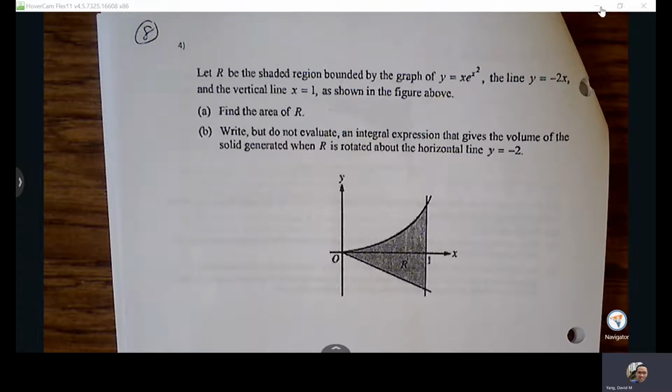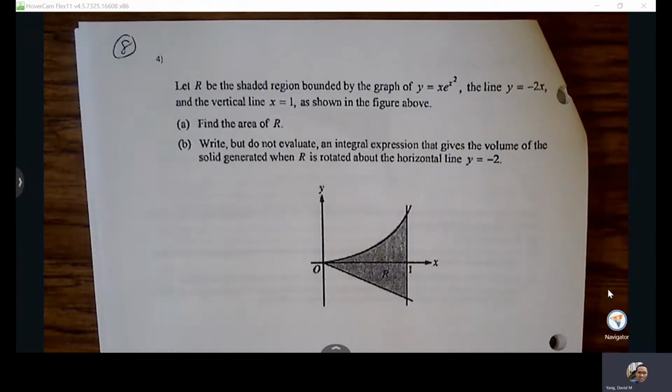Okay, page 8. Number 4. Okay, you're going to be able to have a calculator tomorrow, but I want us to practice the steps without a calculator, especially some of the problems involving u-substitution. So let's start with A.